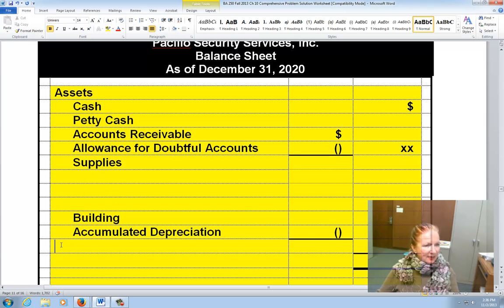But then when I get down here for this land, it's an asset by itself. It's a fixed asset. It's not accumulated, so its balance will just go in here, and then we get total assets. So this begins to set up, as you can see, using these subtotal columns.